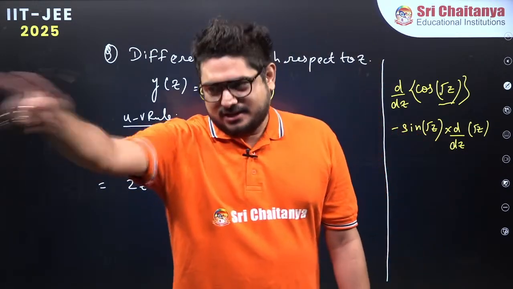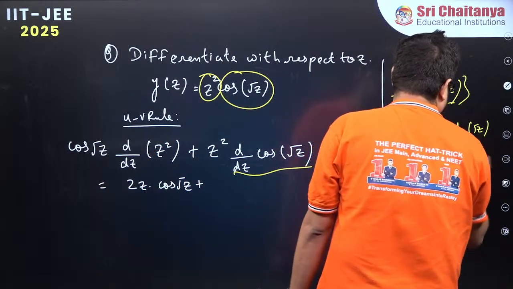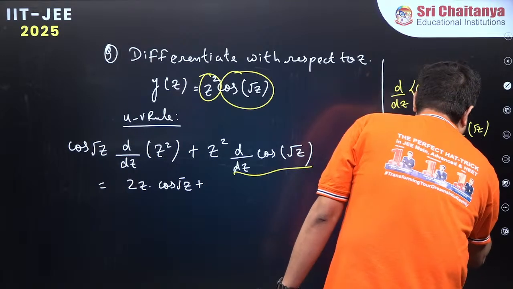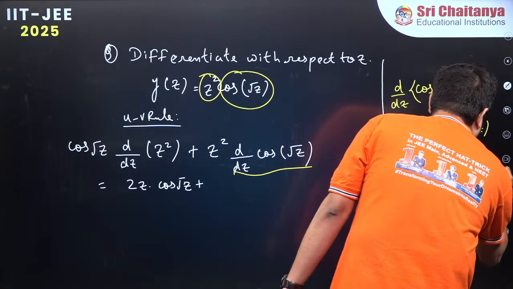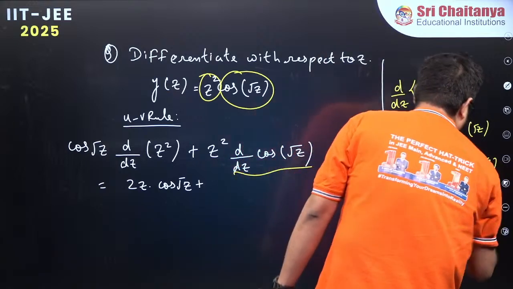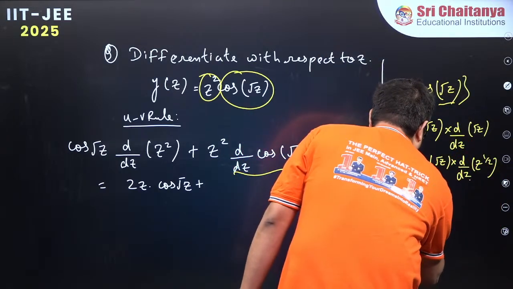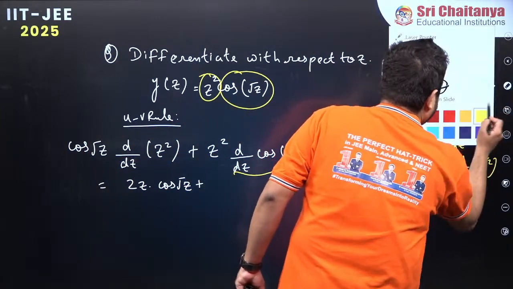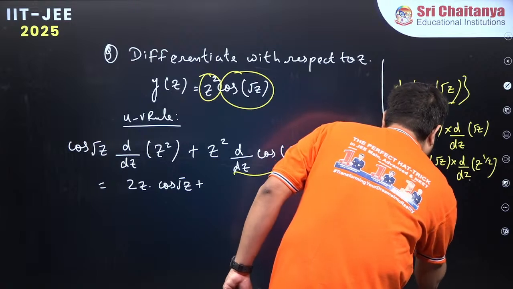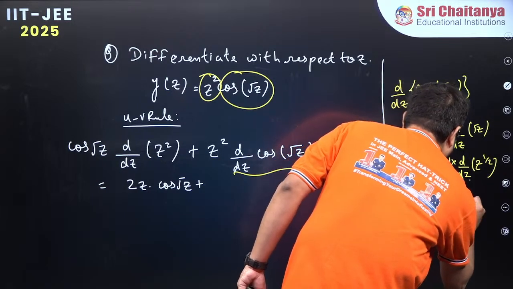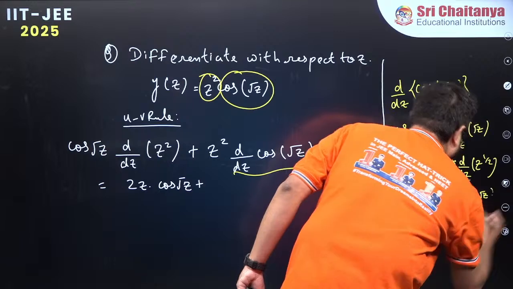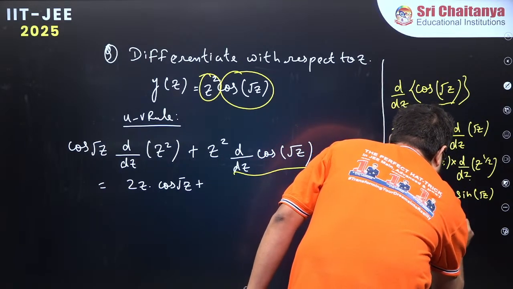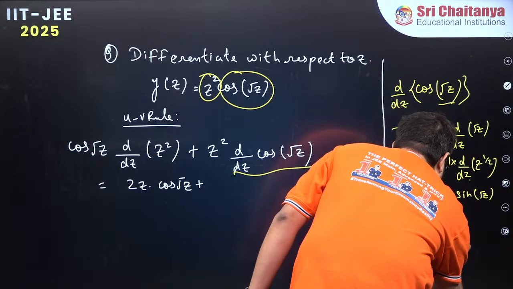Yes, 1 by 2 root z, isn't it? So once again you can treat this as minus of sine of root z into d by dz of z to the power of half. If I solve it, I will be getting half of z to the power half minus 1, into minus of sine root z. Very good. So as a result, I can write it down as minus of sine root z divided by 2 root z.